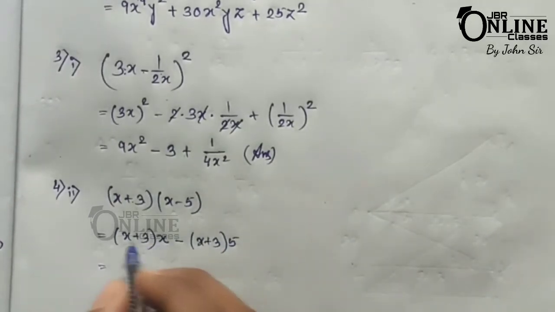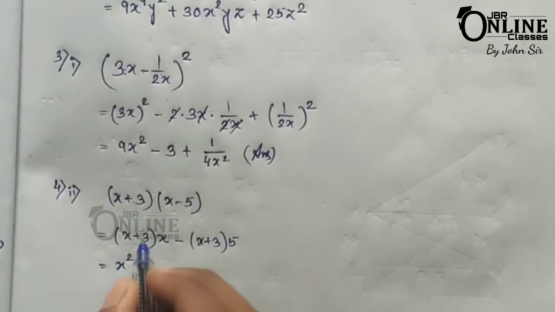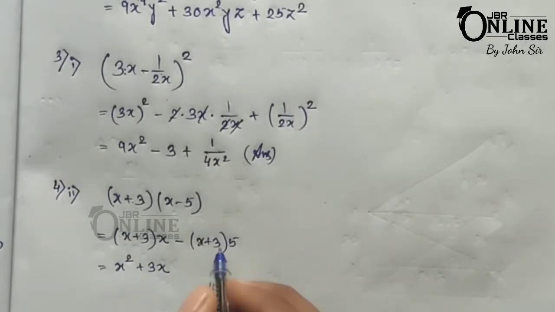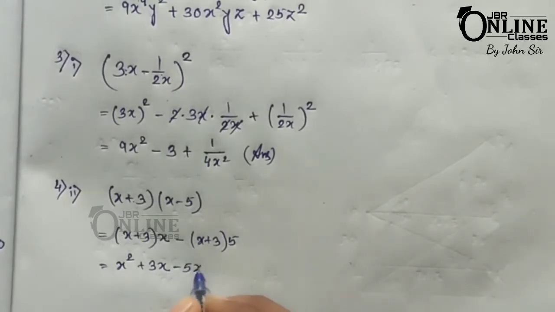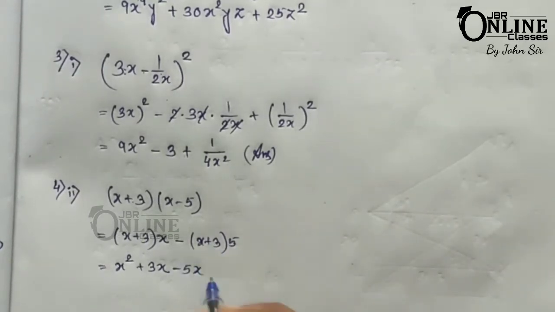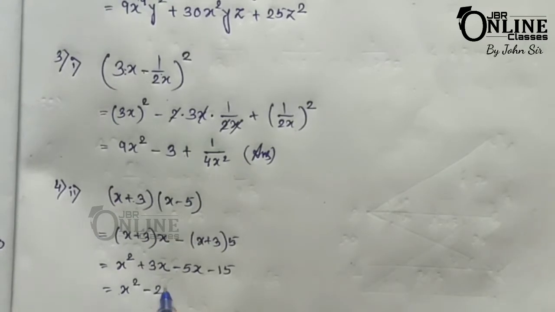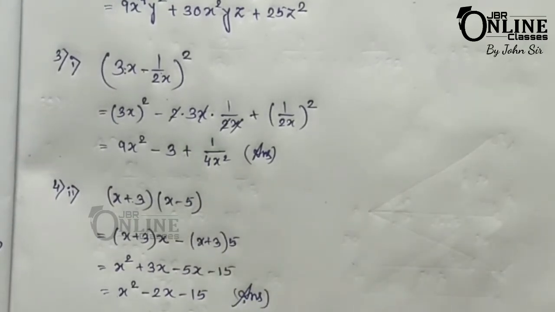So that equals x into x, x square, x into 3, plus 3x. Second one, x into 5, that equals minus 5x, and then 5 into 3 is 15, as here minus, so minus 15. So here x square, now 3x minus 5x becomes minus 2x, minus 15. So that equals the answer.